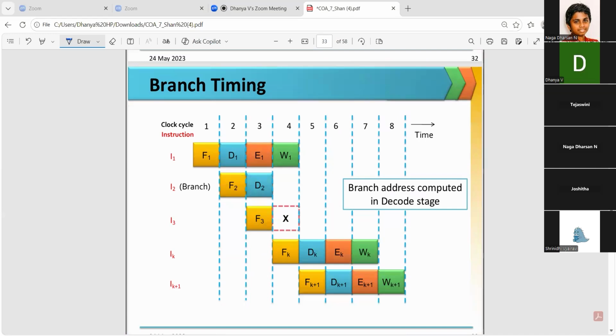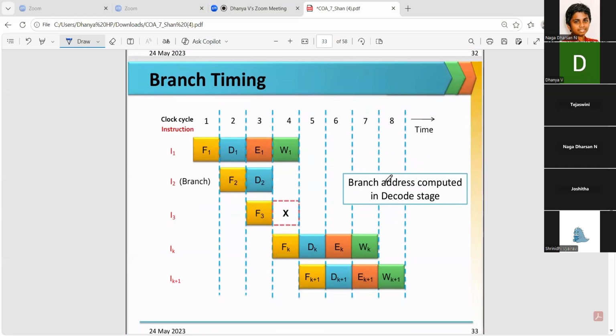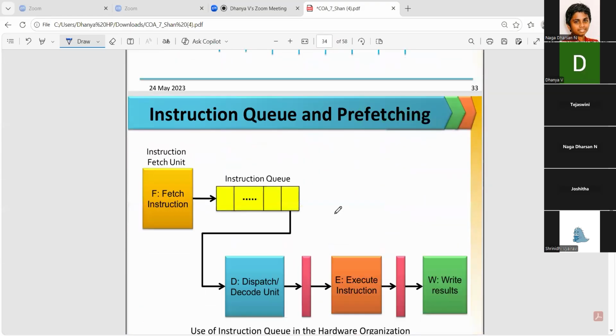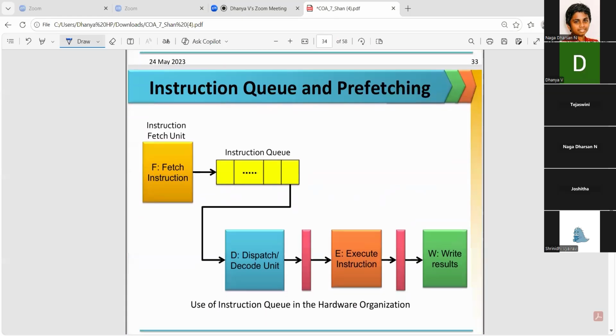Okay, so here again, the same example, with the branch computed in the decoding stage. So they see that the branch is in the decoding stage, so you need to flush out this F3 part, and then only you can jump to some other stage. Next we are going to look into how we can solve instruction hazard. In that case, the instruction queue and prefetching is one way you can solve your instruction hazard.